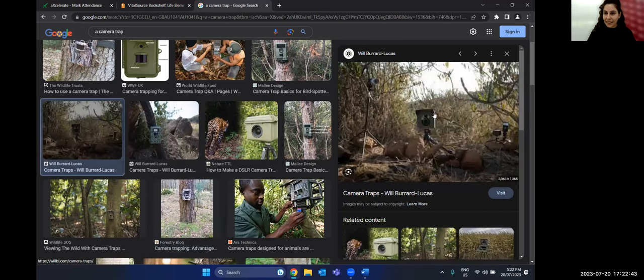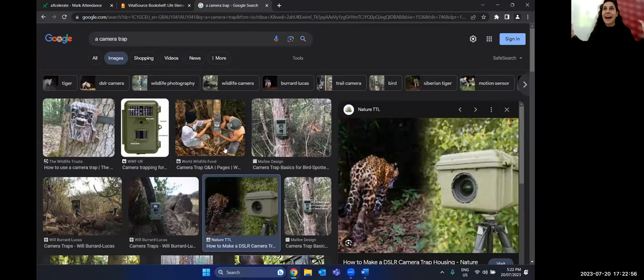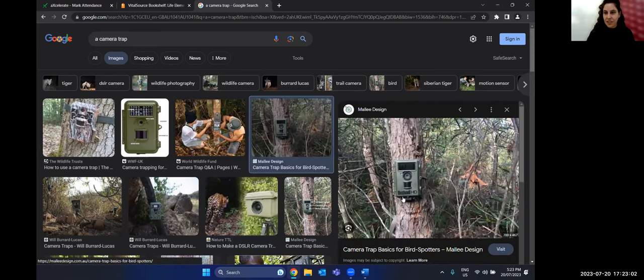You can see one here, a camera trap. So the photographer does not need to be there. He can be at home or wherever, and he can just log into the computer and see what the camera is recording. And this is good because the animal doesn't know, because if the animal sees you, the animal will not come. Or it's probably dangerous if you are nearby.